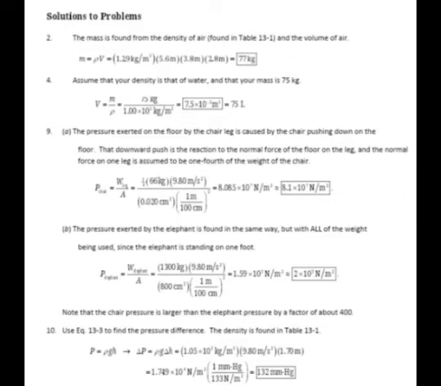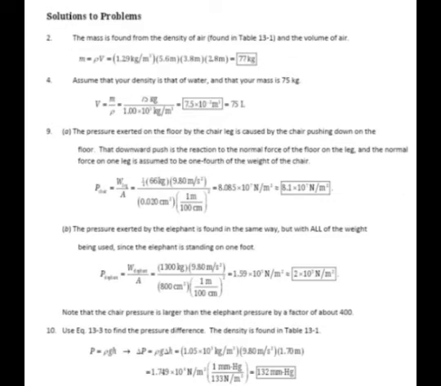So the pressure exerted by the elephant is found in the same way, but with all of the weight being used, since the elephant is standing on one foot. So the same formula, P is equal to W over A is equal to 1,300 kilograms times 9.80 meters per second squared over 800 centimeters squared times 1 meter over 100 centimeters. So it is equal to 1.59 times 10 raised to 2 N per meter squared, or 2 times 10 raised to 2 N per square meter.